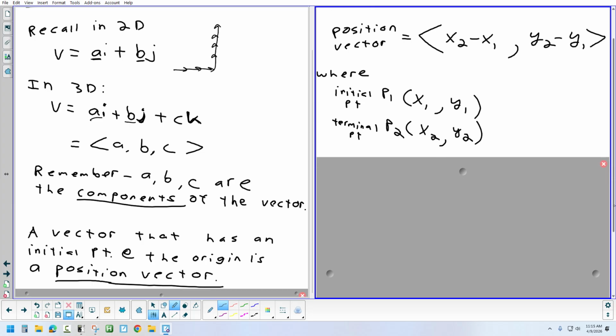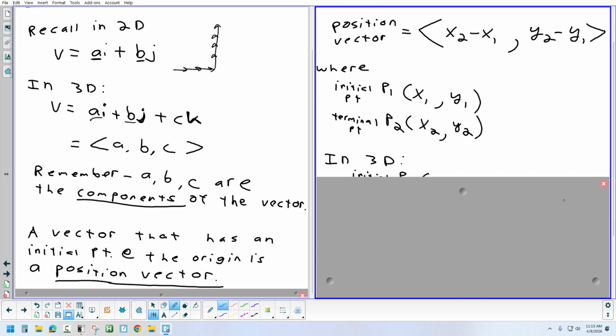Okay. Now, in 3D, how are each of my points going to change? The initial point and the terminal point to make those 3D.